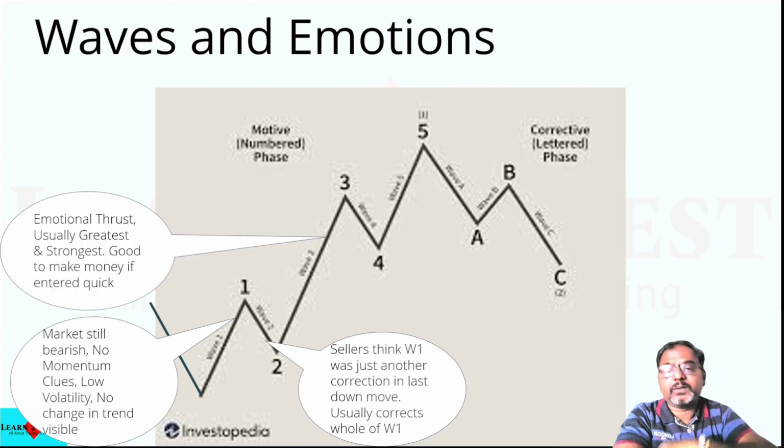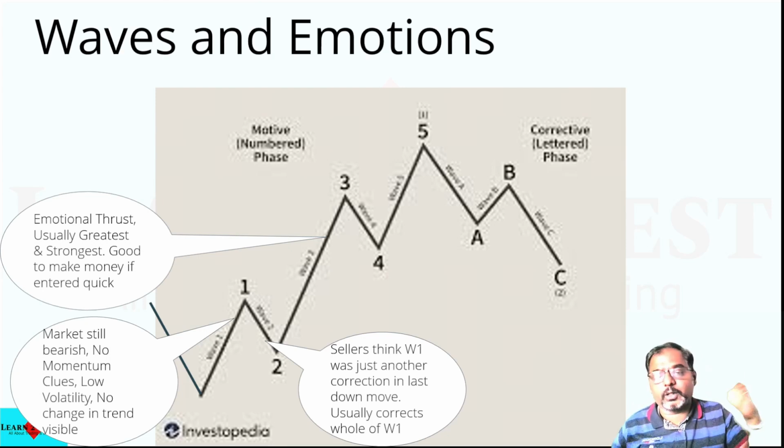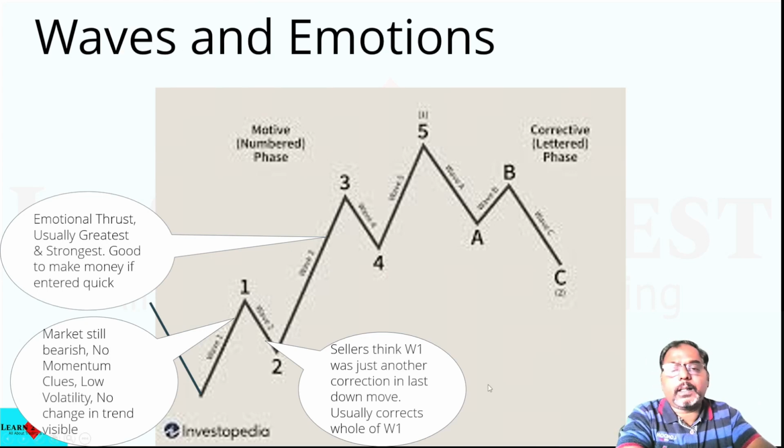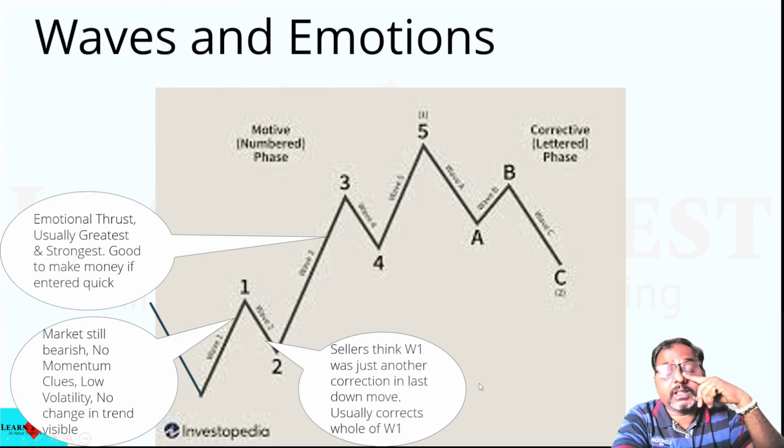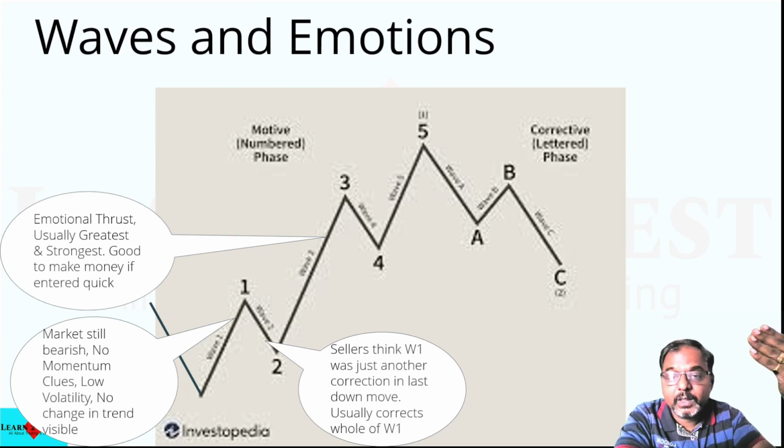After that, there's a major emotional thirst. Usually the greatest, strongest move that you see is wave 3, and if you can enter it quickly, you have got a lot to earn. Wave 3 is usually made up of a five sequence, 1, 2, 3, 4, 5, and you can have third of third, you can have third of third of third. So within three, you're going to have a five series, right?